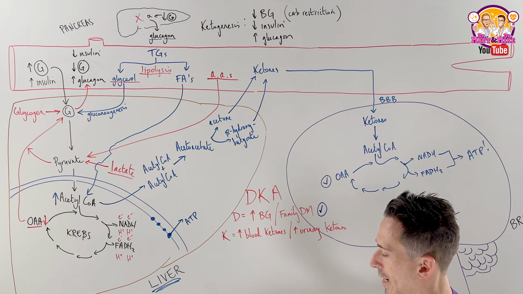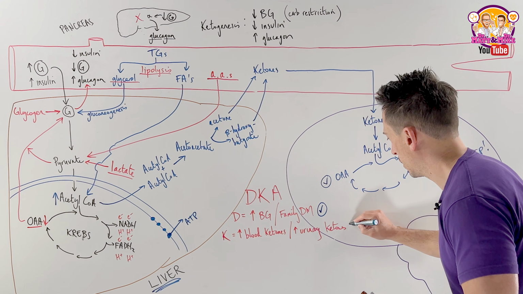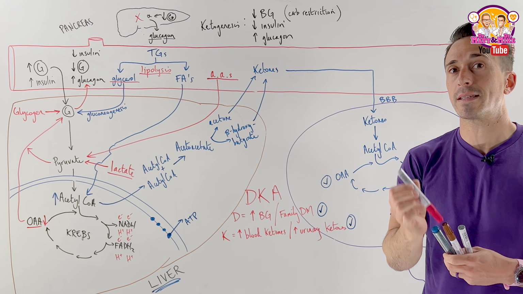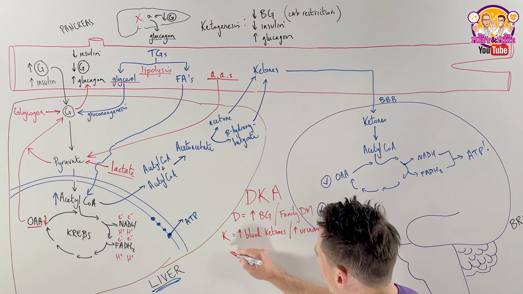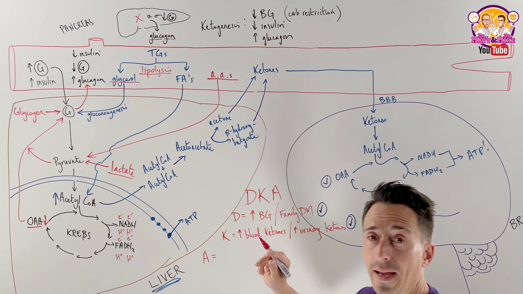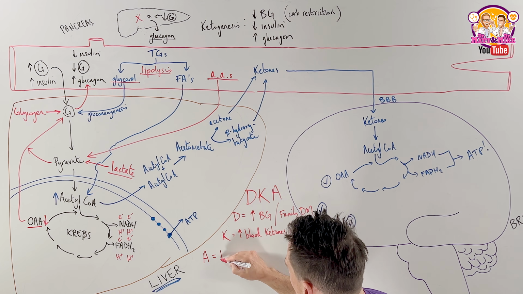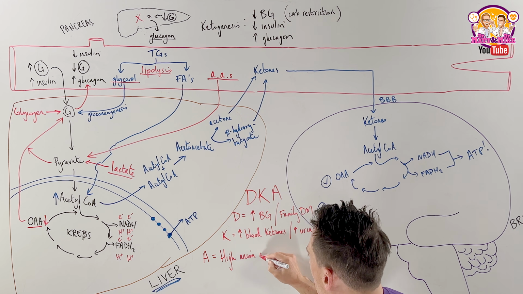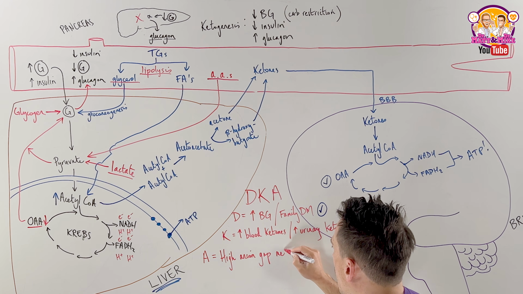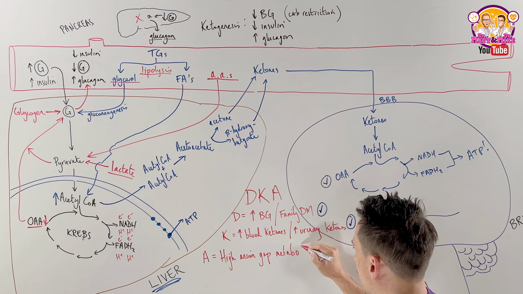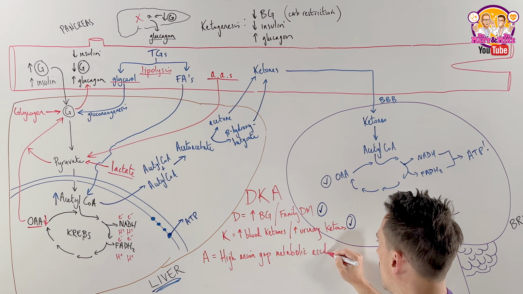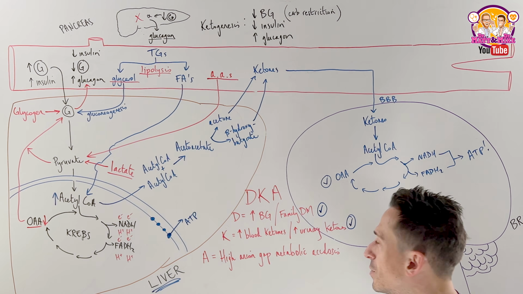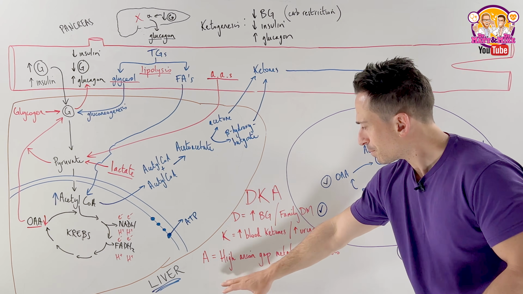So that's ticking that second box for the ketone production. And then finally, the A is something we haven't spoken about, which is acidosis. Now, in actual fact, it needs to be a high anion gap metabolic acidosis. All right, this is a lot of things. A high anion gap metabolic acidosis. What is this referring to?